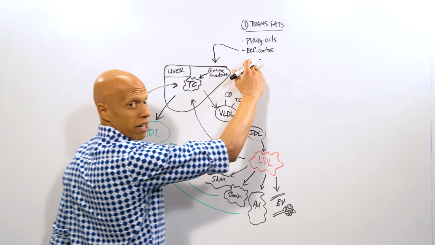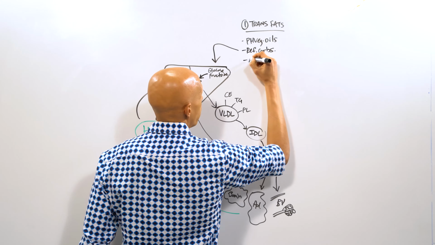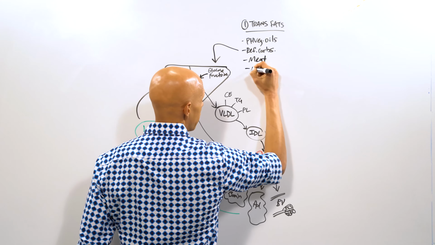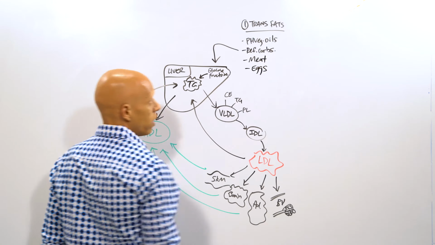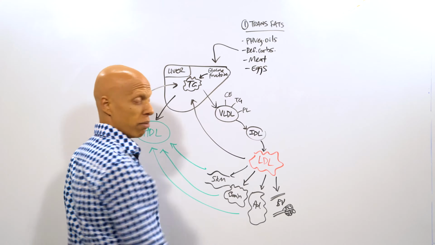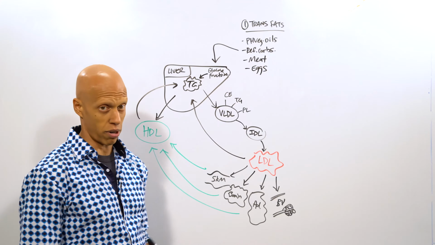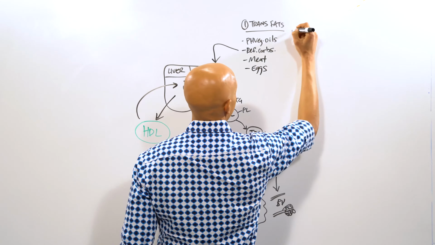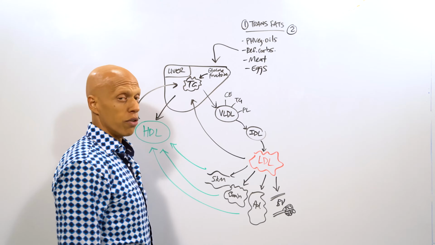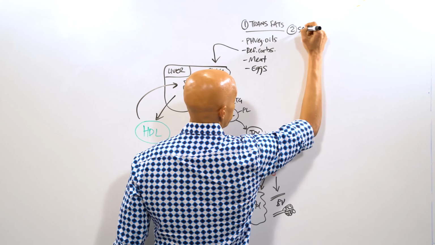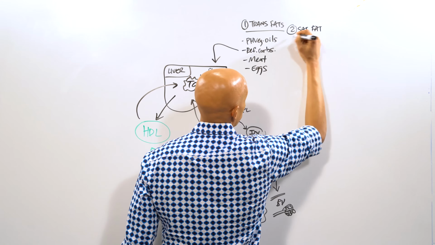So in addition to refined carbohydrates, there are naturally occurring trans fats that are found in both meat and eggs. So even though small amounts are found in both meat and eggs, the majority of trans fats are found in packaged and processed foods. The second category of nutrients which are of concern in the LDL game is saturated fat.